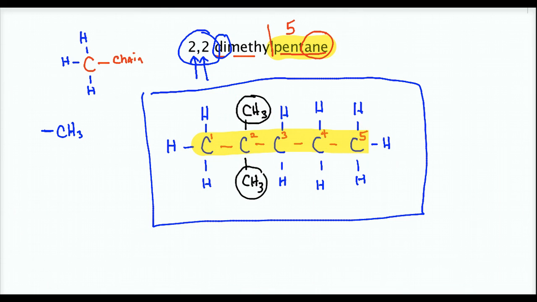If I was to make it another way, if this was my longest continuous chain, if this was 1, 2, 3, 4, 5, these 2 would be my methyl groups. It doesn't really matter how you count, but the bottom line is the longest continuous chain of carbons, and that's going to be your parent name, and then you have the attaching.